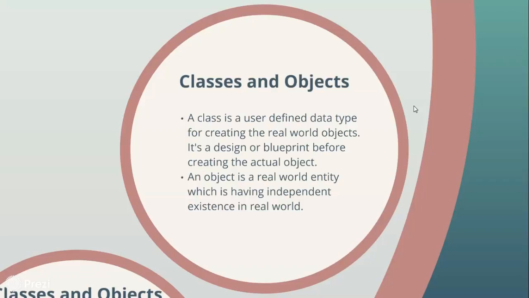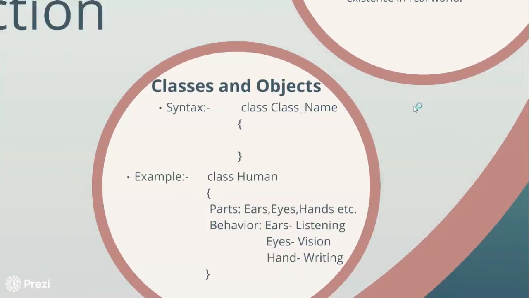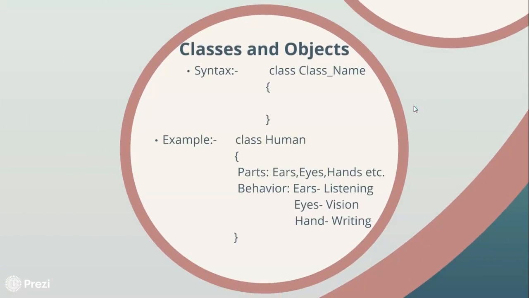So technically we can define a class as a user-defined data type for creating real-world objects. It's a design or blueprint before creating the actual object. Java provides a keyword for creating classes, that is, the class keyword, and the syntax for creating classes is like this: class, the class name, and then curly brackets, and inside these brackets the members and methods are defined. So let's take an example.